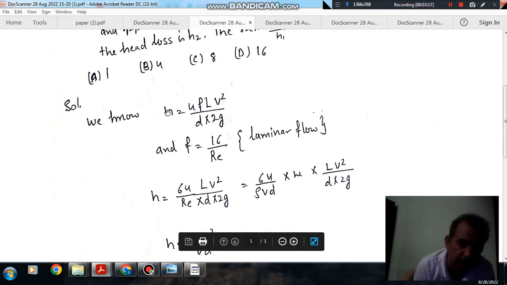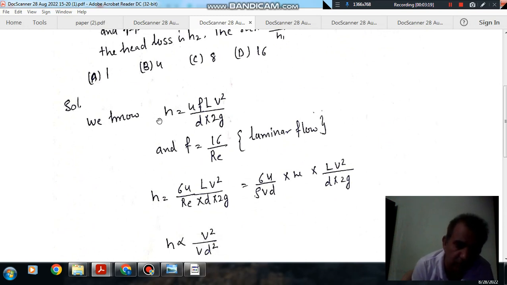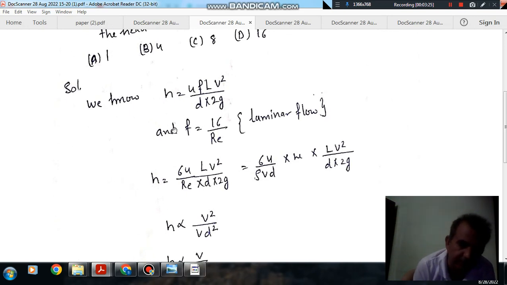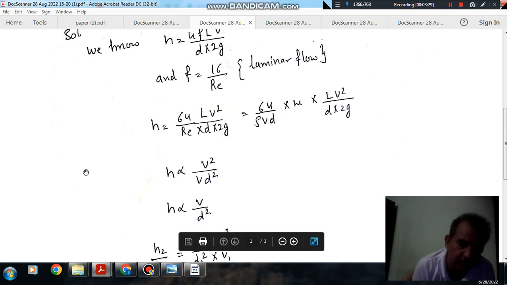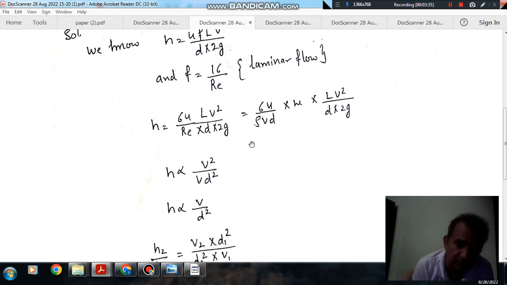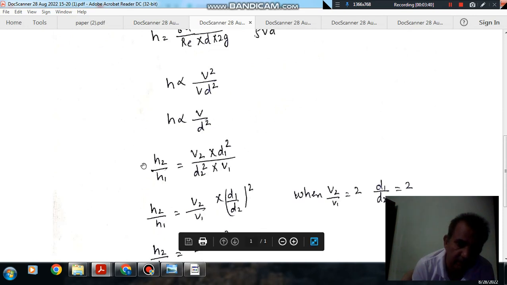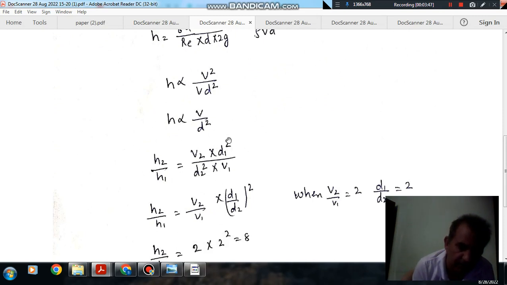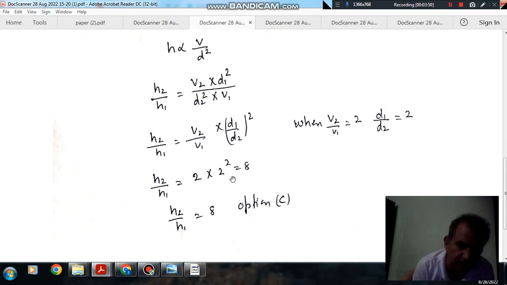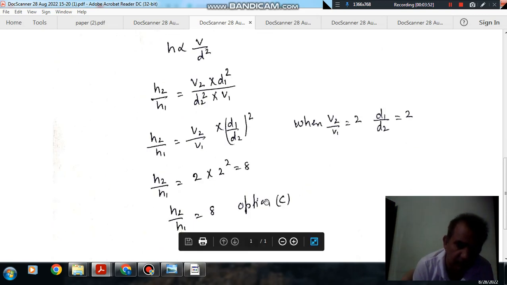So we just have to remember this formula: head loss is 4 f L V square divided by D into 2g, and for laminar flow f is 16 by Re. If we put this in, and as the fluid is the same, its density and viscosity are the same, and length is also the same, then H is directly proportional to V by D square. So H2 by H1 will be V2 by D2 square divided by V1 by D1 square. So H2 by H1 is 8, so the answer is option C.